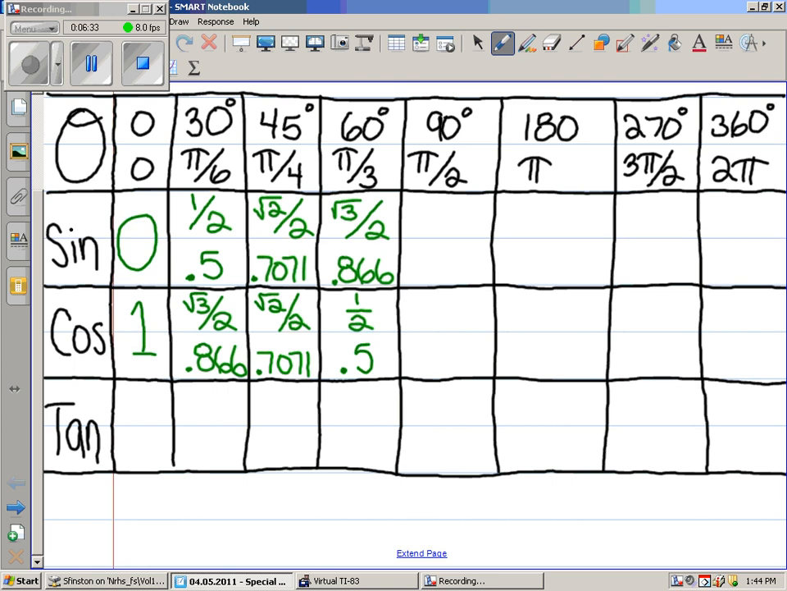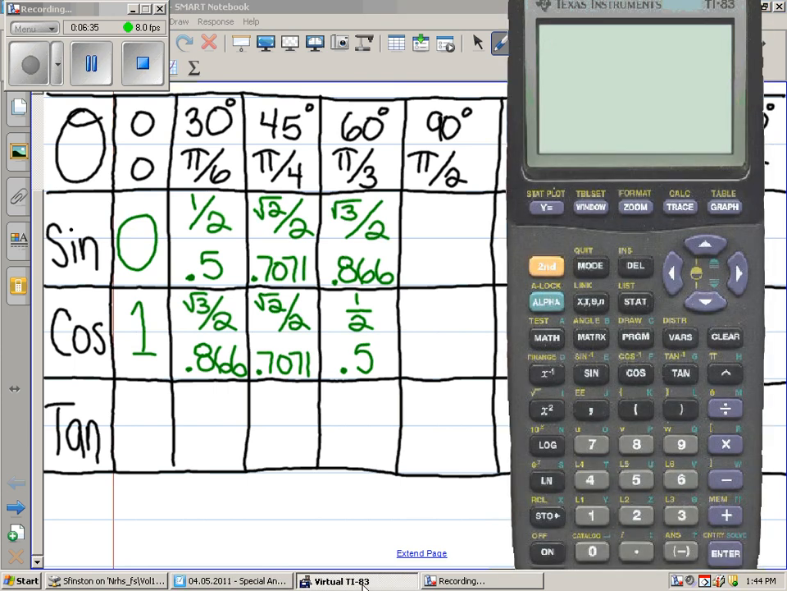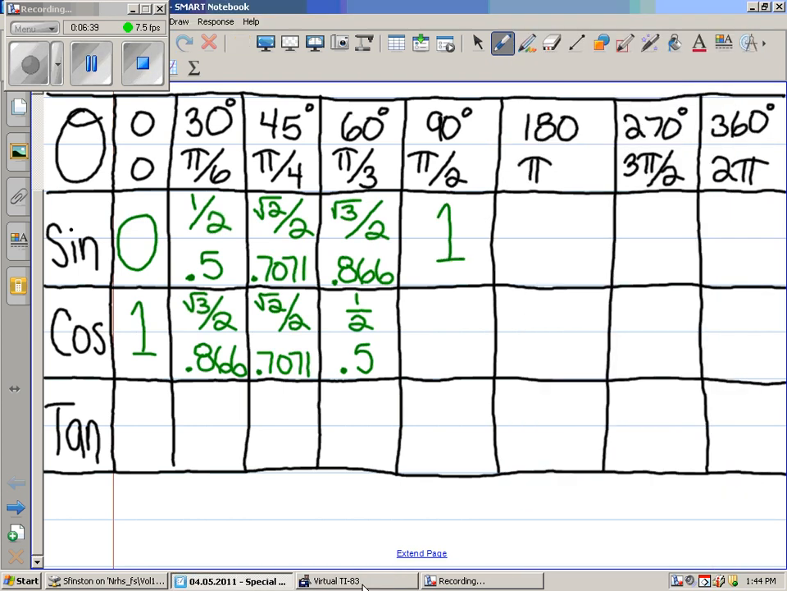Do me a favor, let's go through the rest of the table and fill it in. What's the sine of 90? The sine of 90 is 1. What's the sine of 180? Sine 270. Sine 360. Now let's do this. What's the cos of 90? Cos 180.